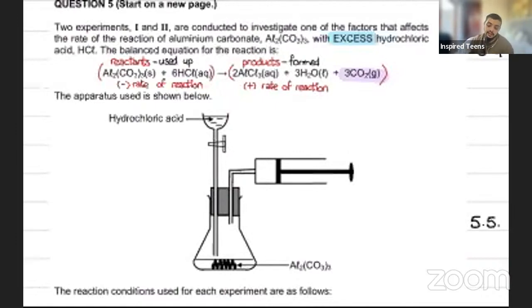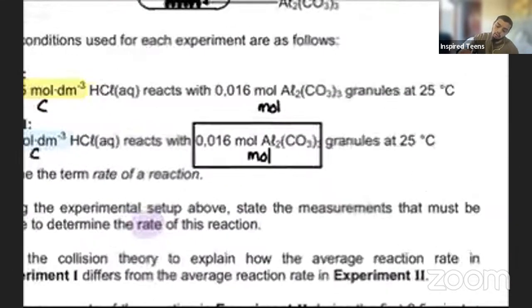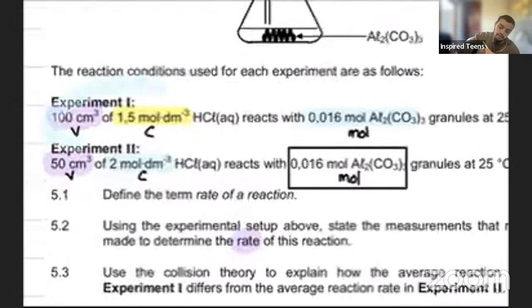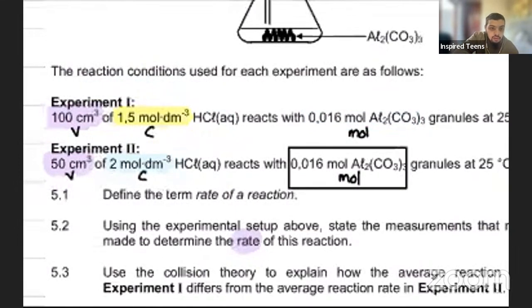But we do know that all of the Al2CO3 reacts, because they tell us that much HCl reacts with that much Al2CO3. So for this one, yes, we can convert this.